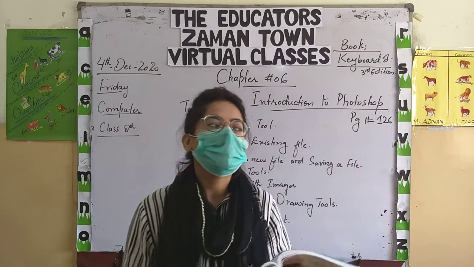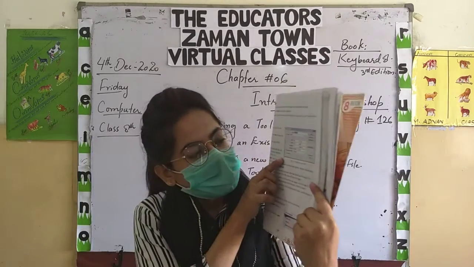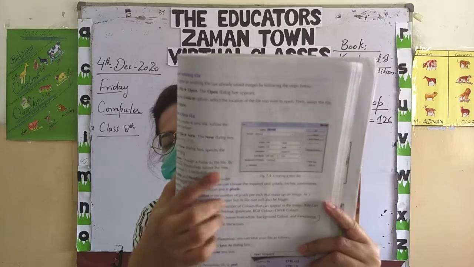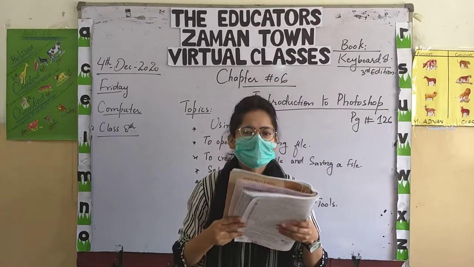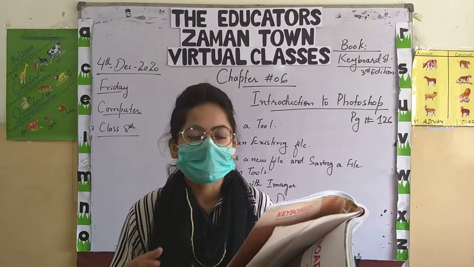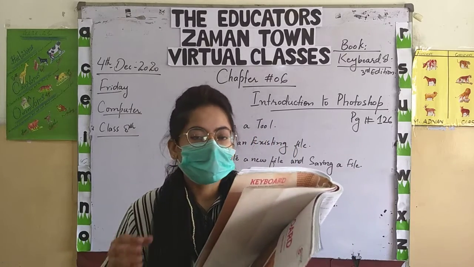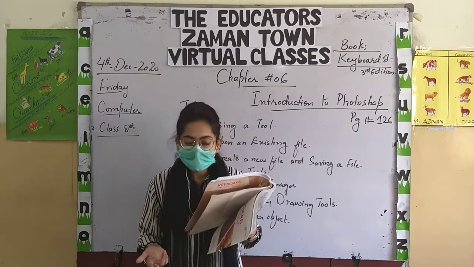When you click on new, another dialog box will appear on your screen, that is figure number 7.4. In figure number 7.4, we have creating a new file. We have different properties of our page. Number one property, write the name. Means type the name or assign a name to your file. After that, set the width and height of your page.